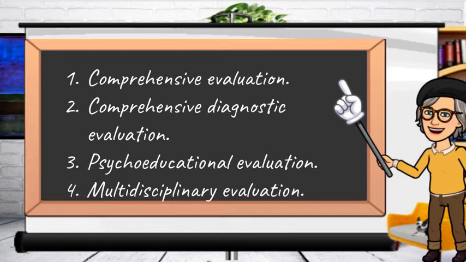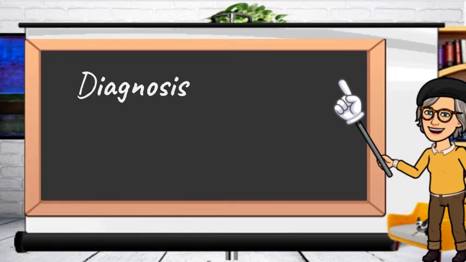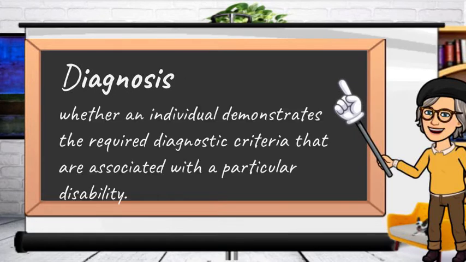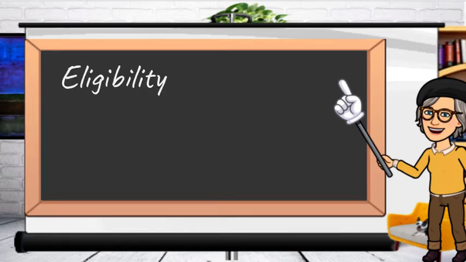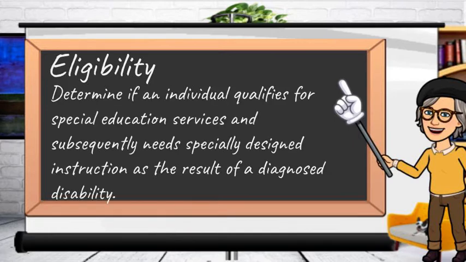Referring to diagnosis and eligibility, we use the term diagnosis when we are determining whether or not a student demonstrates the required diagnostic criteria associated with a particular disability. When we talk about eligibility, we are determining whether or not the individual qualifies for special education services and then subsequently needs specially designed instruction as the result of their diagnosed disability.